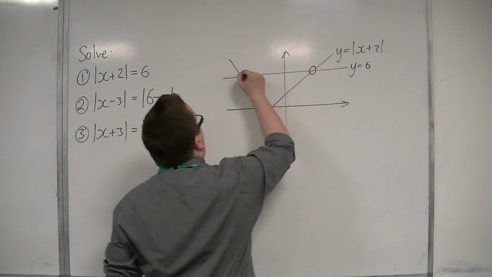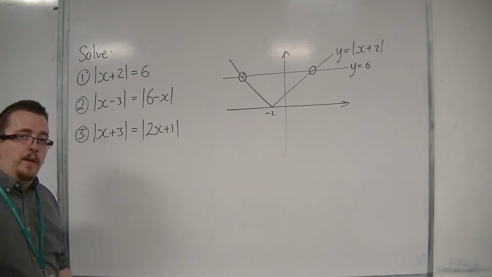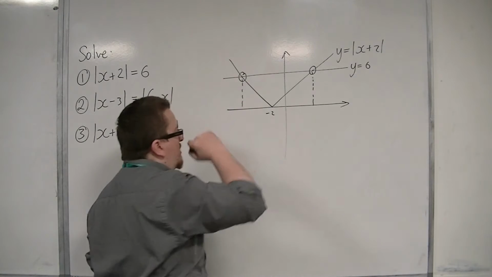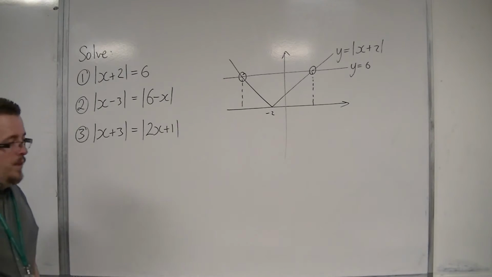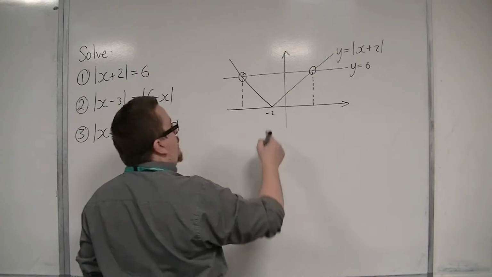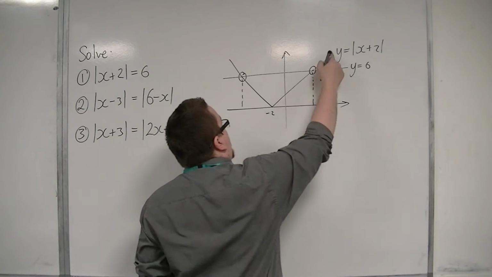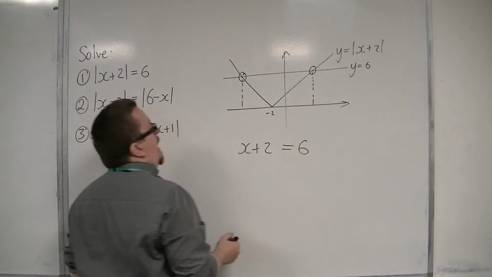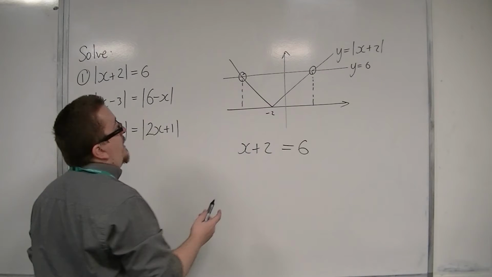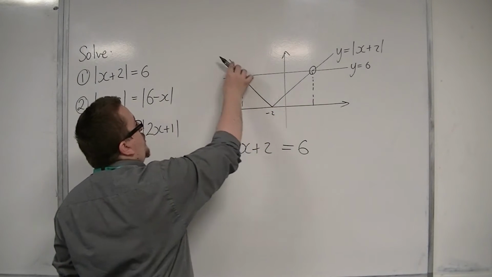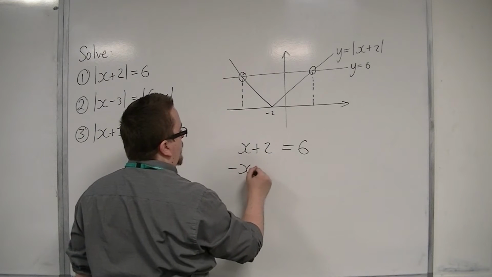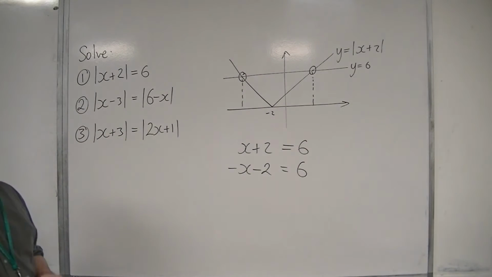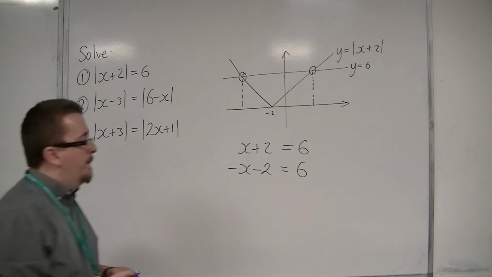So we can see that it is intersecting our graph at 2 points, and we want to find the x-coordinates of those points. What we can do is look at the intersection of the line x plus 2 with 6, and we can also look at the intersection of this line, which is minus x minus 2, with 6, and solve those two equations independently.